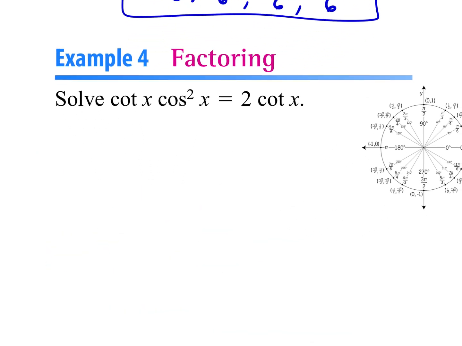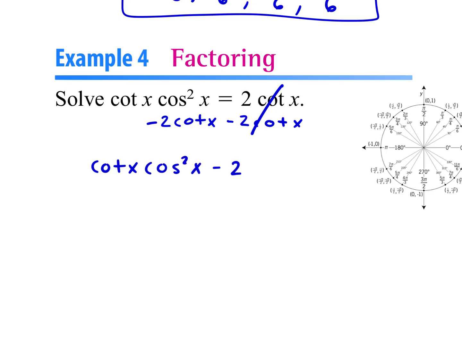So example 4 kind of gives us an idea of what to do with the first step in the directions. So it says to factor. When we factor, what does this have to be equal to? 0. So let's make it equal to 0. I'm going to subtract 2 cotangent x to the other side. So we have cotangent of x times cosine squared x minus 2 cotangent x equals 0.